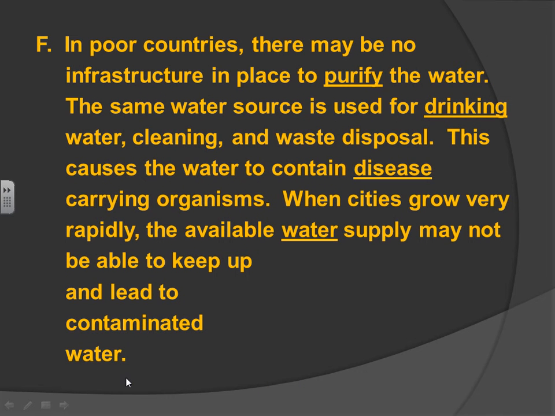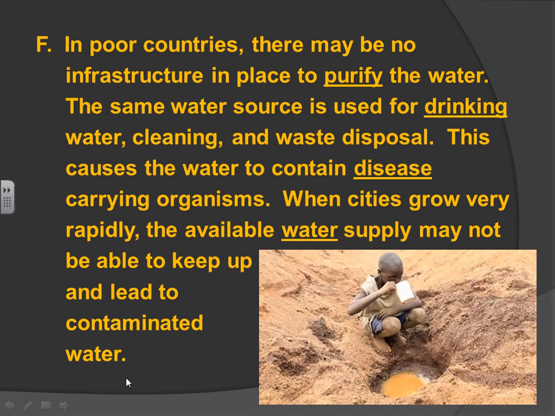F, in poor countries, there may be no infrastructure in place to purify the water. The same water source is used for drinking water, cleaning, and waste disposal. This causes the water to contain disease-carrying organisms. When cities grow very rapidly, the available water supply may not be able to keep up and will lead to contaminated water.